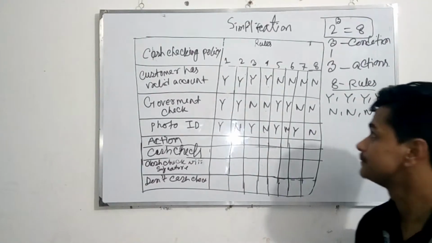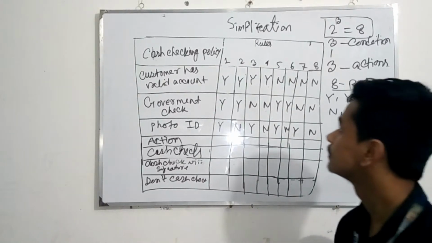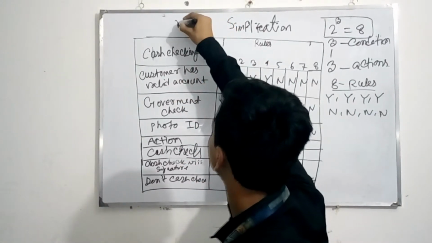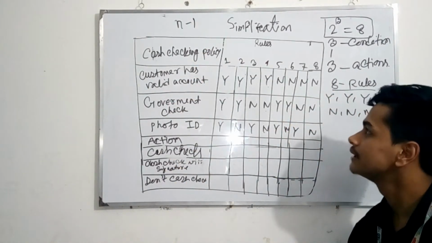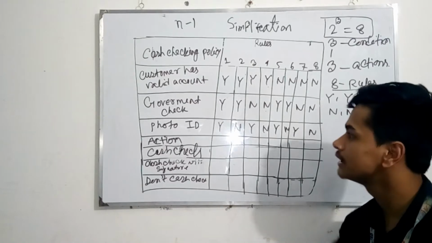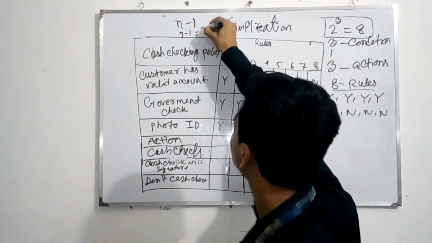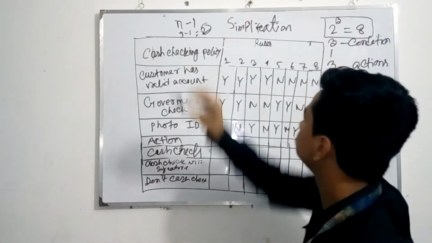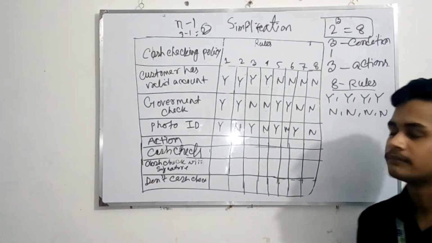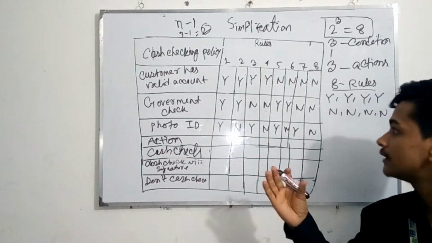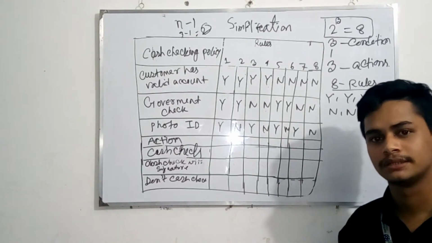To complete the simplification step, we need N minus 1, where N is the number of conditions. Here our conditions are 3, so 3 minus 1 equals 2. There are two combinations that must be the same. If the two combinations are the same, then we can merge them.